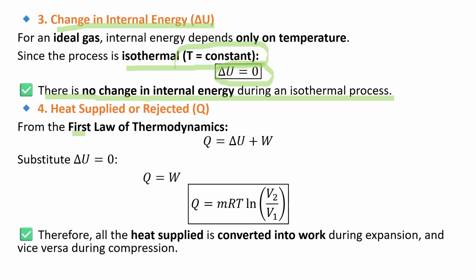So as per the first law of thermodynamics, Q = delta U + W, and this delta U is 0.